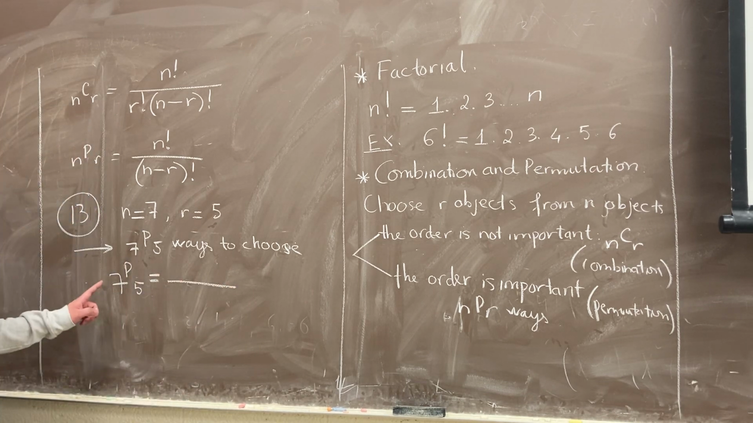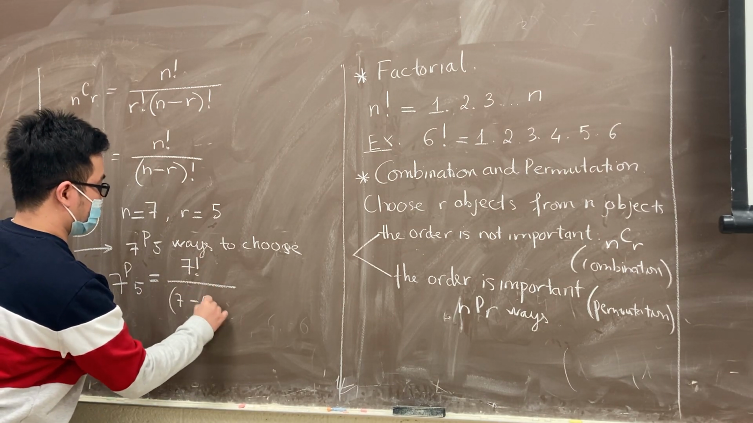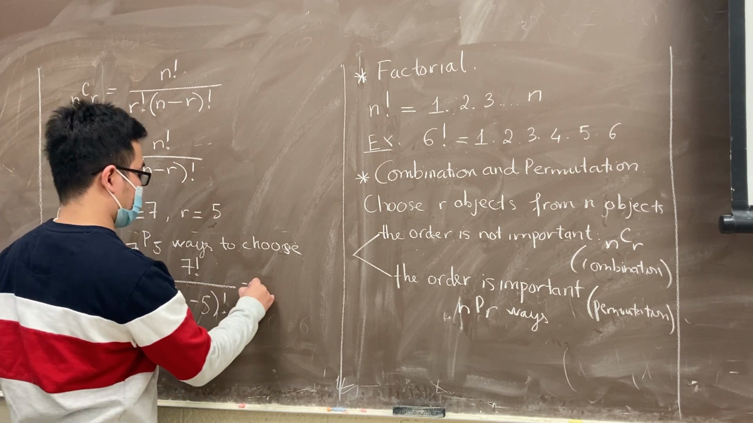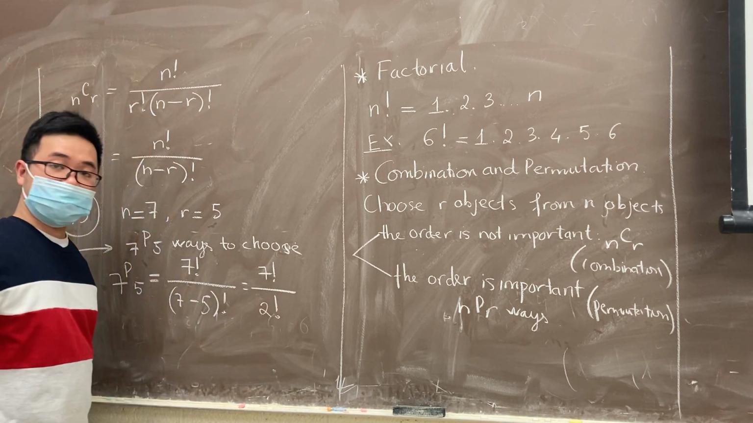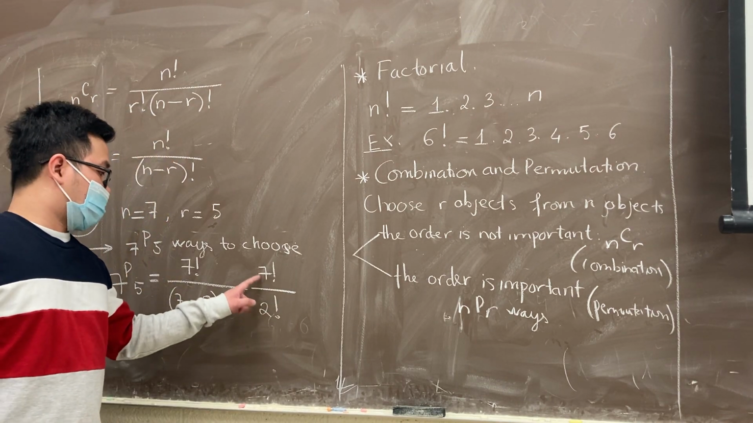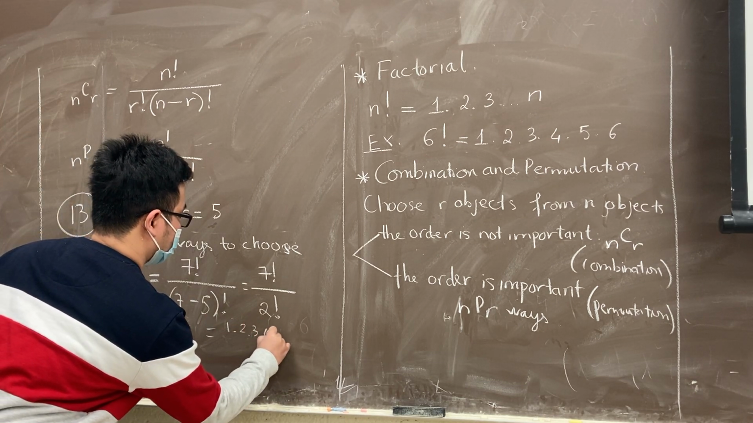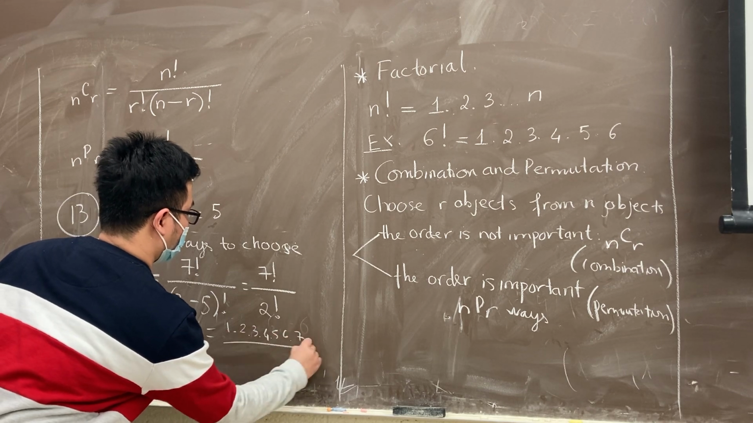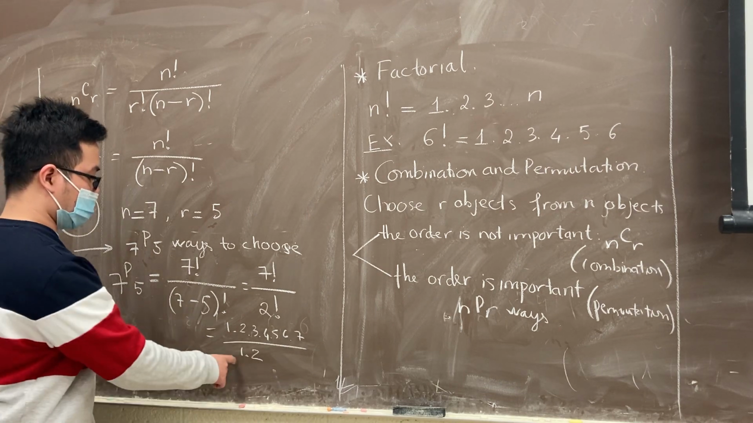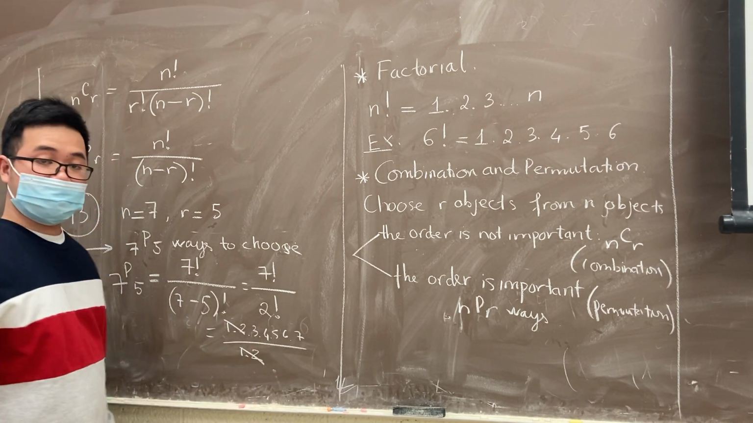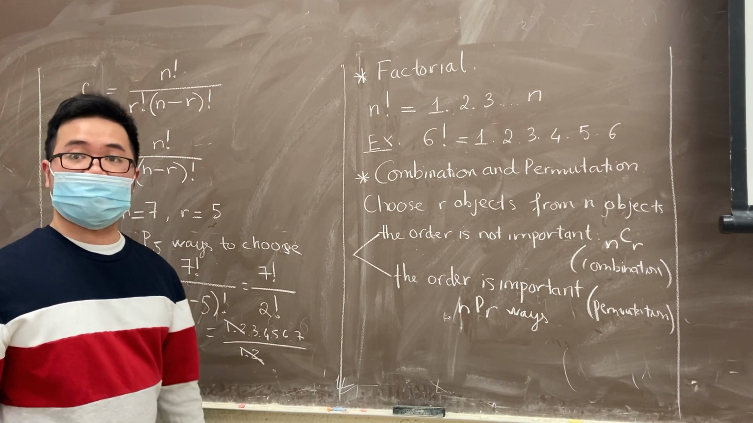Okay, so 7P5 should be 7 factorial over (7 minus 5) factorial, right? And that should be 7 factorial over 2 factorial. So now we will calculate this. It should be 1 times 2 times 3 times 4 times 5 times 6 times 7 over 1 times 2. Here you see 1 times 2 and 1 times 2 will reduce because they are the same, right? So now the answer should be 3 times 4 times 5 times 6 times 7, right?